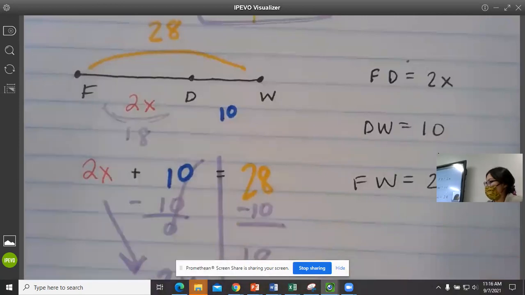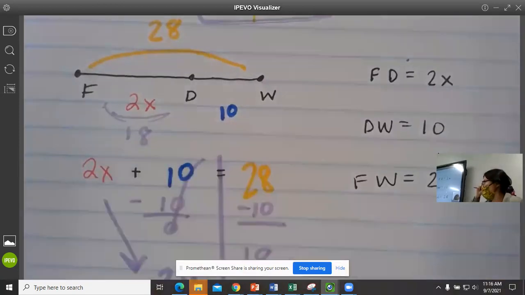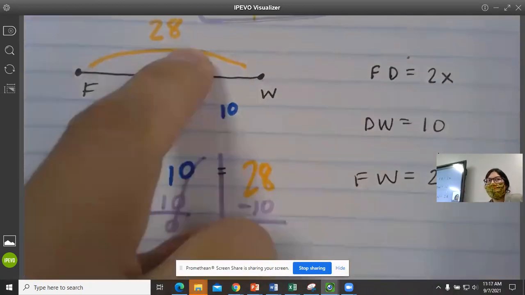And that would make sense, right? Because 18 plus 10 is 28. Does that make sense to everybody? Right? 18 plus 10 is 28.